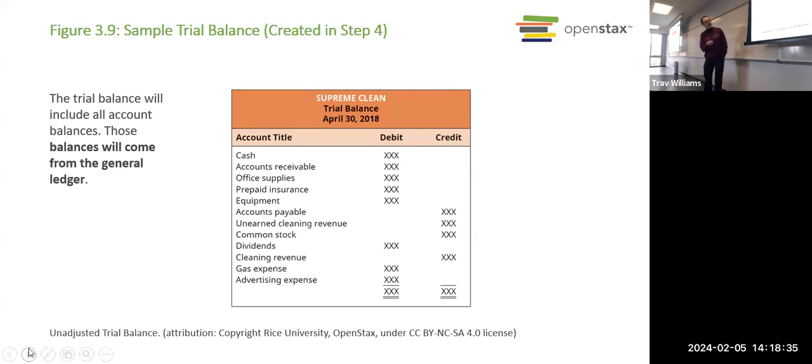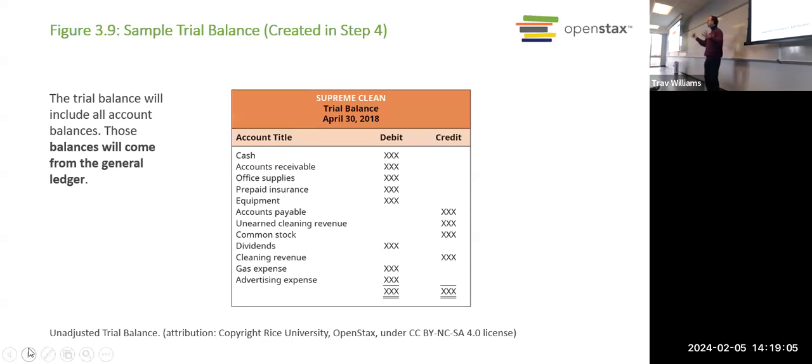Then we have dividends. Dividends are equity types of accounts, but they are part of DEAL, right? So they increase on the debit side and normally have a debit balance. Revenue accounts, not part of DEAL, normally have a credit balance. Expenses, are they part of DEAL? Yes, right, they're the E in DEAL. And so they normally have a debit balance.